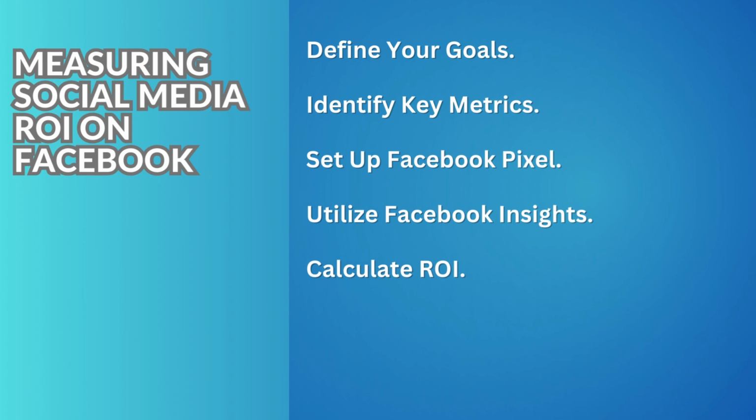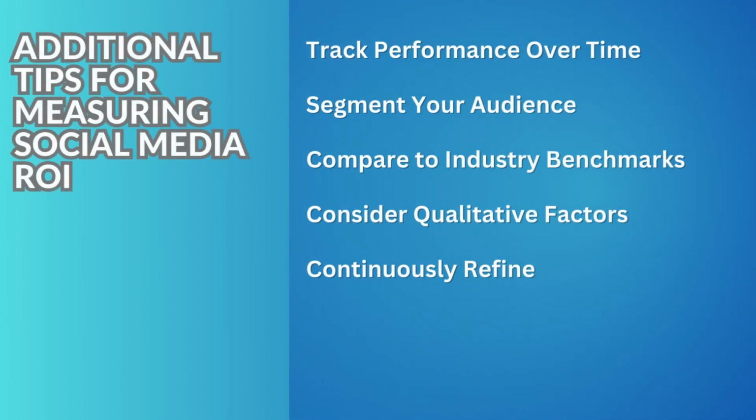Set up Facebook Pixel. Implement Facebook Pixel, a tracking code, on your website to track conversions and attribute them to your social media campaigns. Utilize Facebook Insights. Regularly analyze your Facebook Insights data to track performance trends, identify areas for improvement, and make data-driven decisions. Calculate ROI. Calculate your social media ROI by comparing the value of your social media-generated revenue or leads to the cost of your social media marketing efforts.